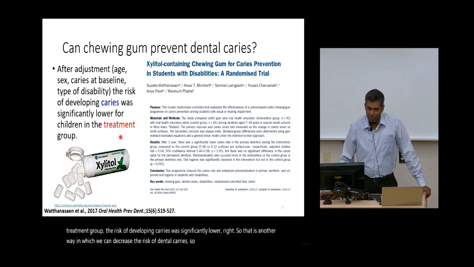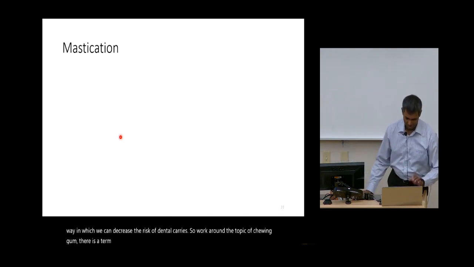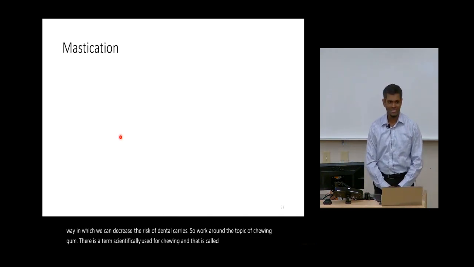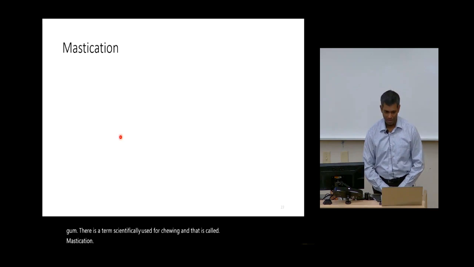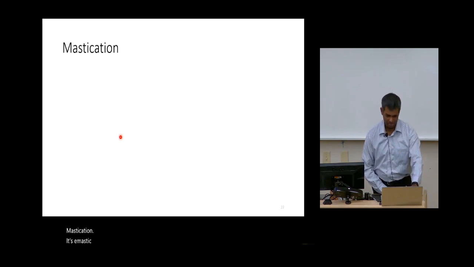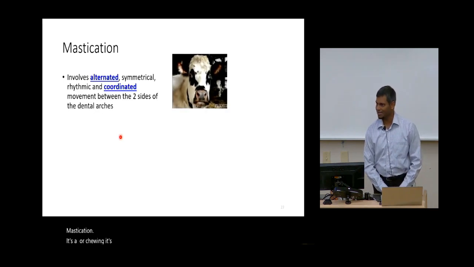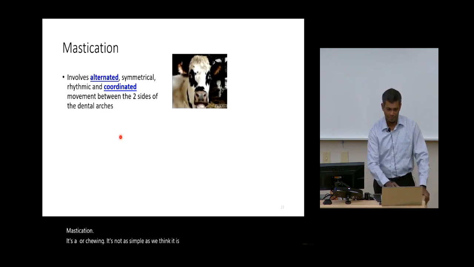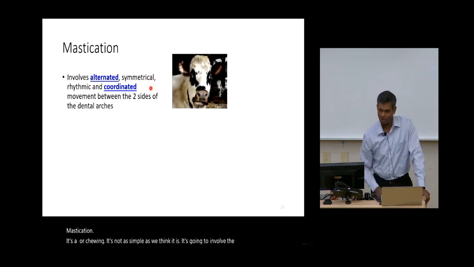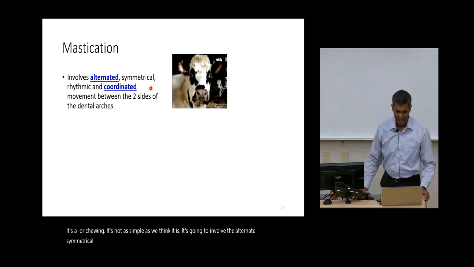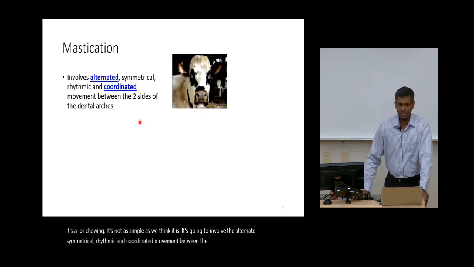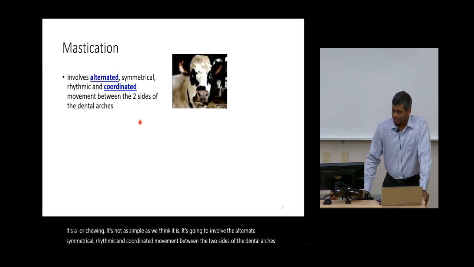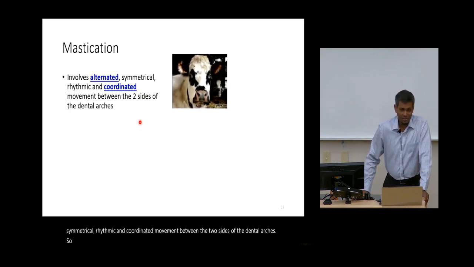So while we're on the topic of chewing gum, there is a term scientifically used for chewing, and that's called mastication, right? So mastication or chewing, it's not as simple as we think it is. It's going to involve the alternated, symmetrical, rhythmic and coordinated movement between the two sides of the dental arches. So this is not something very simple, because the tongue is also involved.